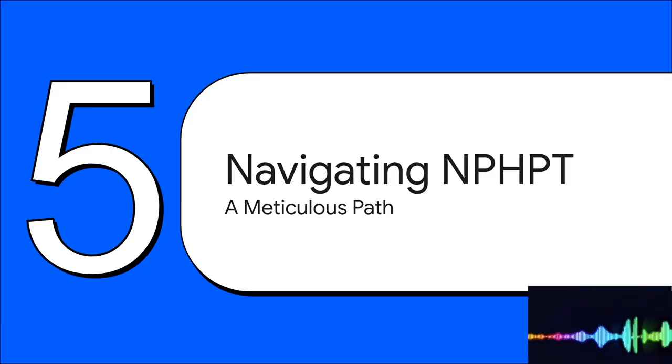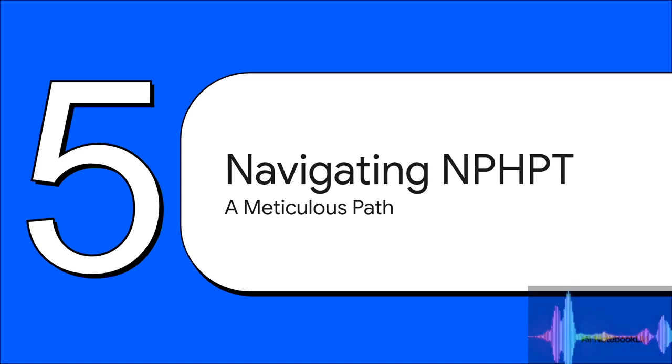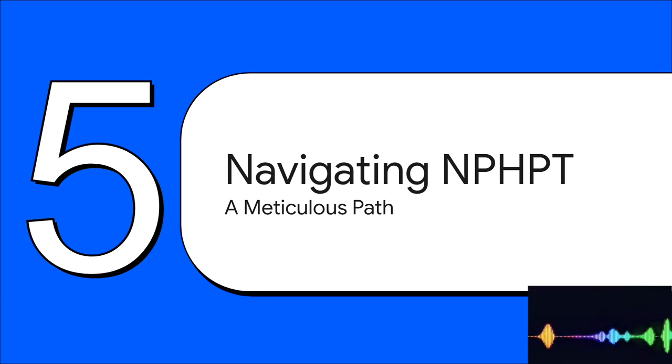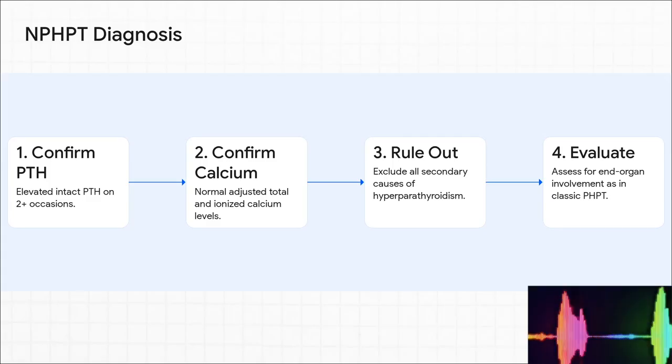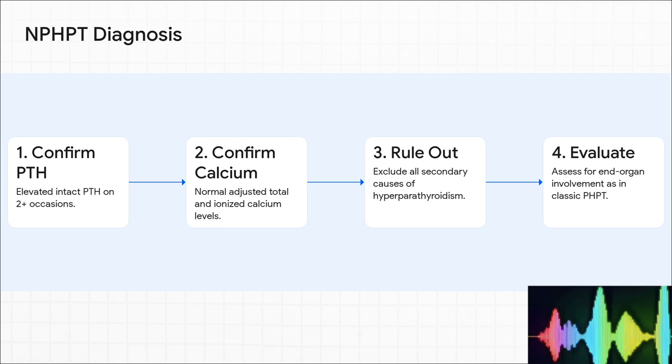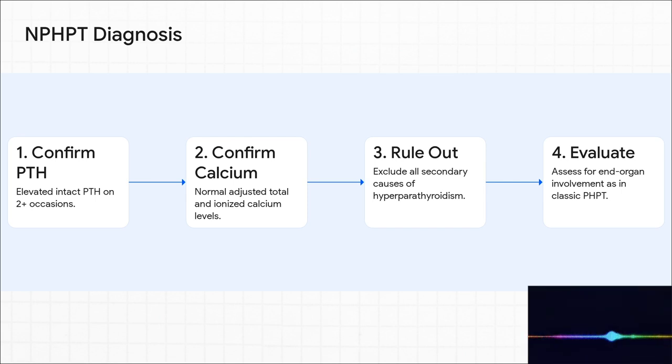And focus specifically on that normal calcemic phenotype. When you suspect NPHPT, the evaluation has to be even more careful, even more meticulous. The diagnostic pathway for NPHPT is really rigorous, and you can't skip any steps. So, step 1, you have to confirm that high PTH on at least 2 separate occasions, maybe 6 months apart. Step 2, you've got to confirm that the calcium is truly normal, both the adjusted total and the ionized.